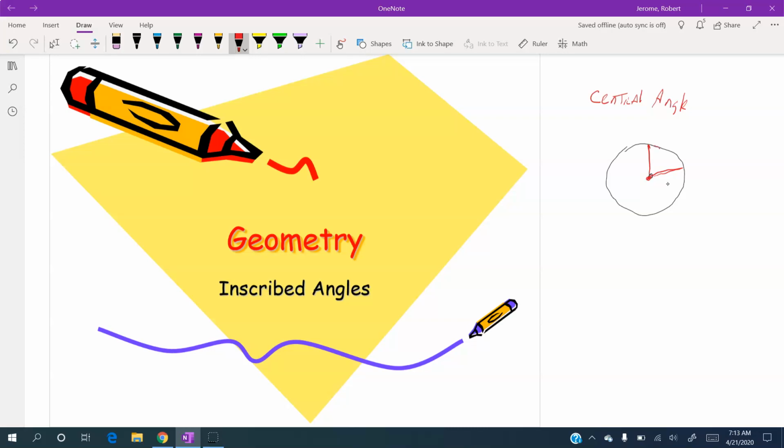We can see that the angle cuts off an arc, and there's always a relationship between an angle and its arc. With a central angle, we can say that the angle is equal to the arc in measurement, and we're measuring everything in degrees. Well, today we're going to talk about these things called inscribed angles, which are obviously different, but that doesn't mean that they're much more challenging.